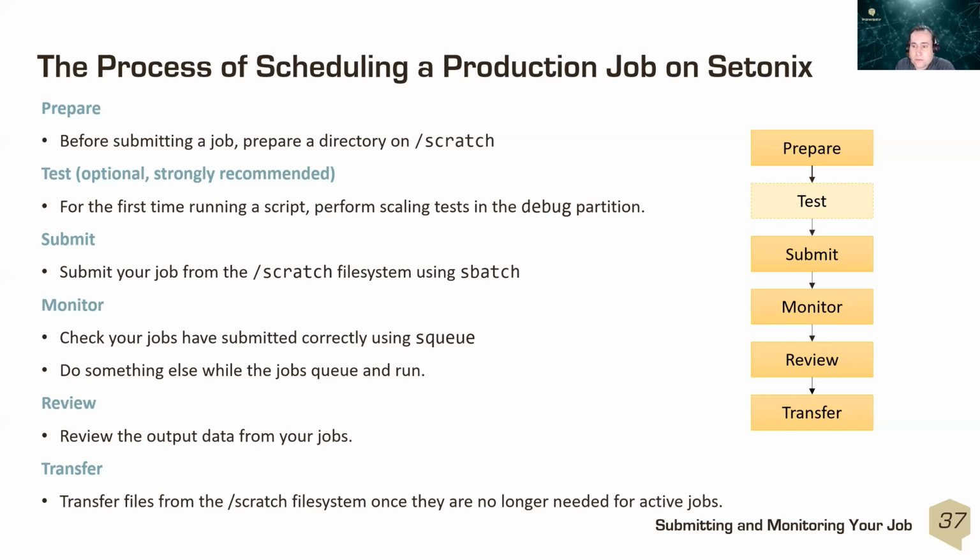So we have here on the right, this flowchart, an overview of the process of scheduling a job. And it has a number of steps. The first step is to prepare. So it's always good to make a directory where you're going to have all of the input for the job and the job script. It's also a good idea, although optional, to try testing your script, usually in the debug partition. You then submit your job and monitor it as it works its way through the queues and runs, and finally review the output and transfer any data off of the Scratch file system.